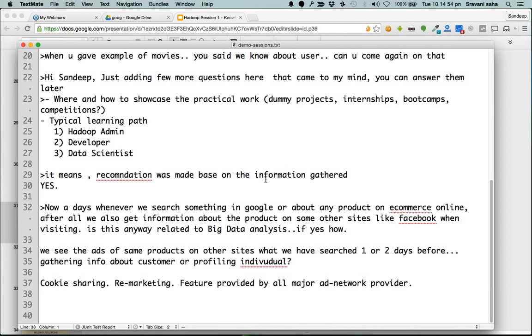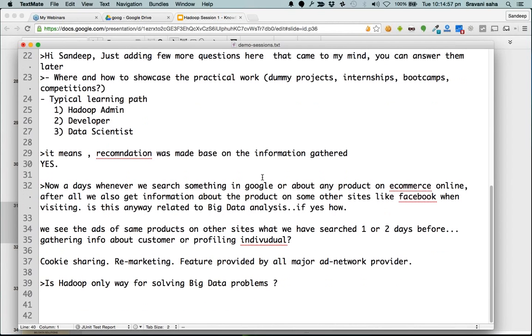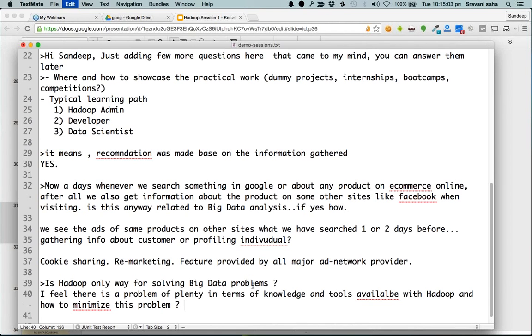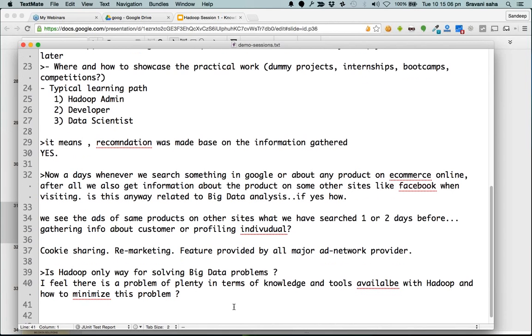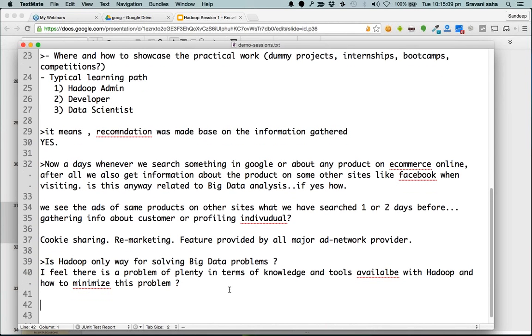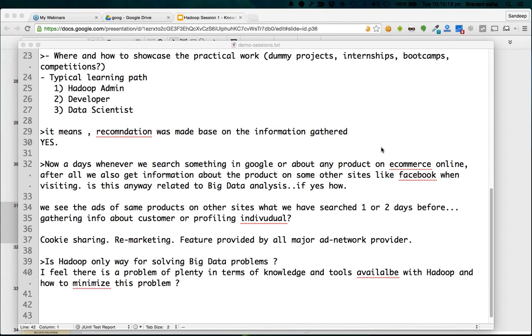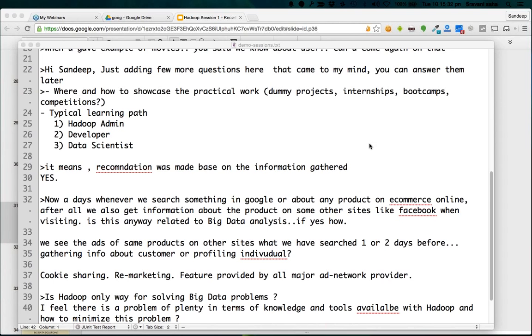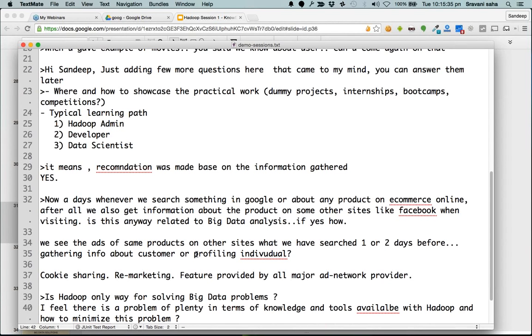So Vinod's question is, is Hadoop the only way for solving big data problems? I feel there is a problem of plenty in terms of knowledge and tools available with Hadoop, and how to minimize this problem. Let me take it up after a few minutes. I think you will get the answer to the first part of the problem and then we will talk about it again. There are I think three questions which I have not answered. Great question.